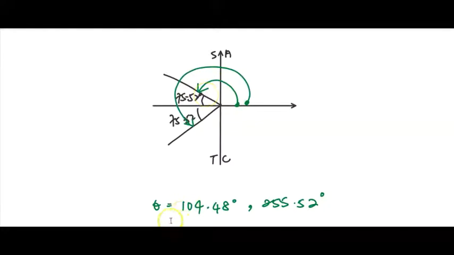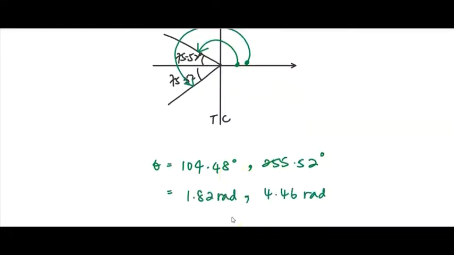So I got two angles, theta equals 104.48 degrees for the first angle. For the second angle, I have 255.52. After that, I'm going to convert them into radians. I have 1.82 radians and 4.46 radians.